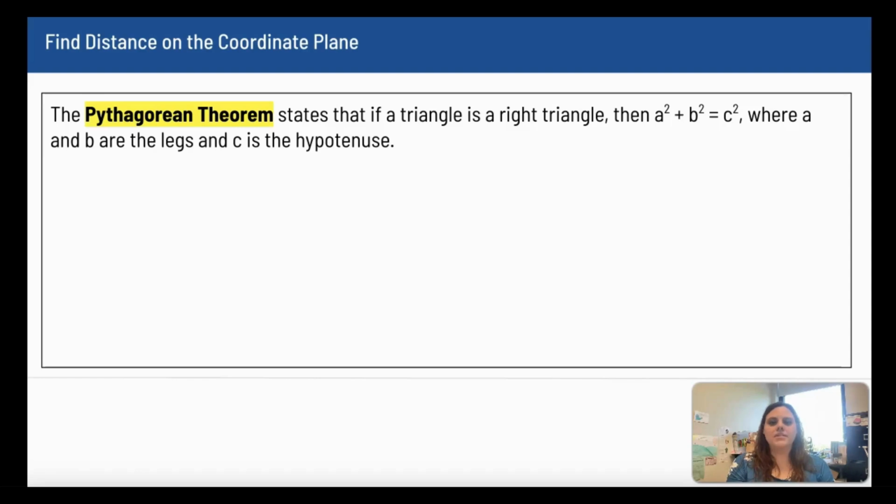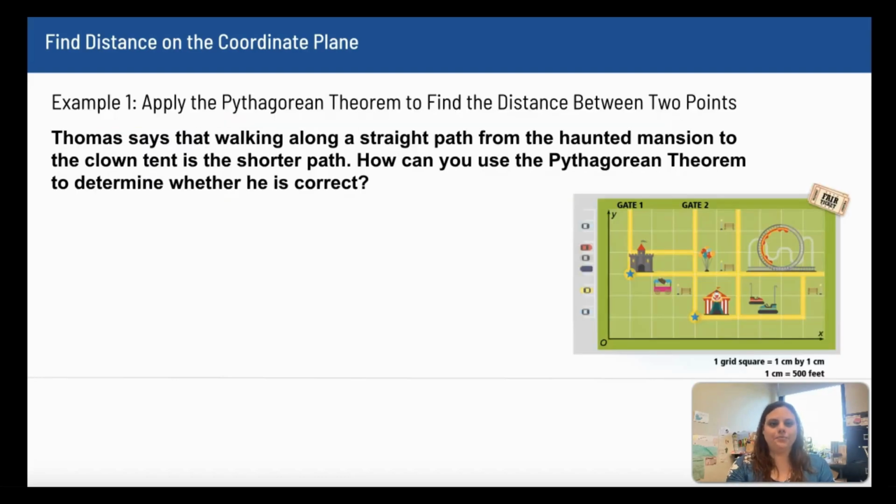Remember that the Pythagorean theorem states that if a triangle is a right triangle, then our formula of a squared plus b squared equals c squared is true, where a and b are the legs and c is the hypotenuse.